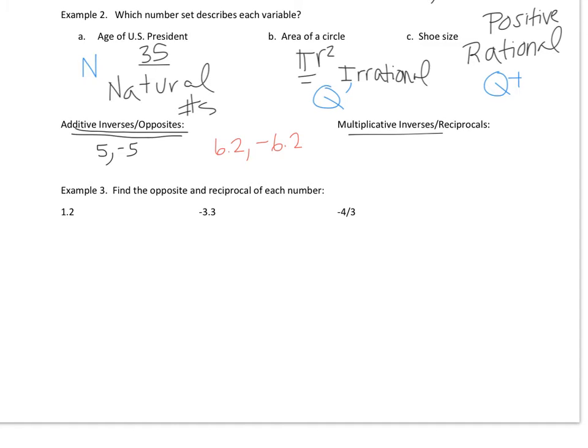So for multiplicative inverses, they're the same thing as reciprocals. So something that you can multiply with something else to get 1. So the reciprocal of 1/6 is 6, because when you multiply them, you get 1. The reciprocal or multiplicative inverse of negative 2/3 is negative 3/2.